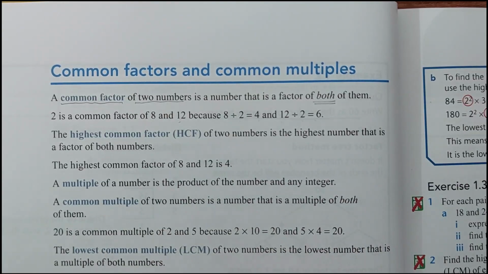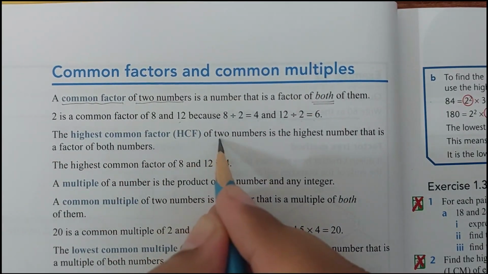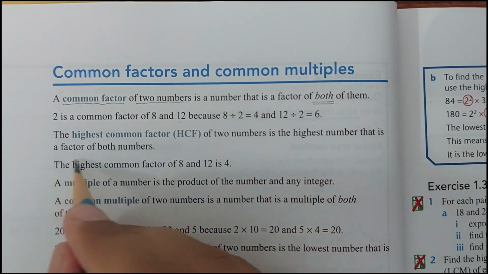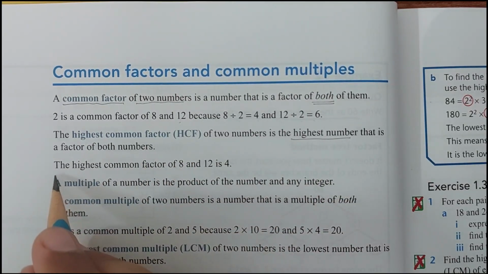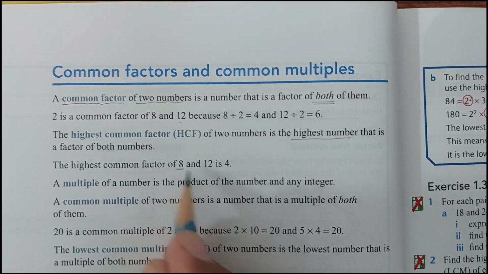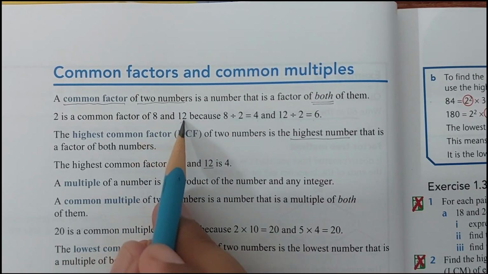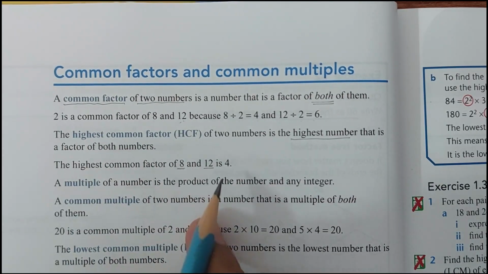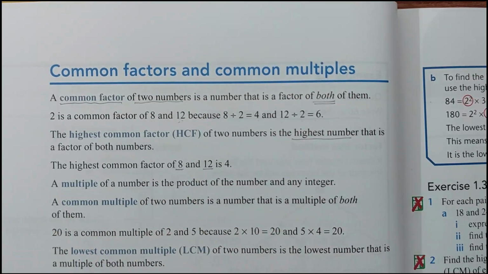Okay, let's move to highest common factor. The highest common factor, HCF, of two numbers is the highest number that is a factor of both of them. Again, the factor of both of them, but it must be the highest number. For example, the highest common factor of number 8 and number 12 is 4. Right? Number 8 and number 12 have common factors 2 and 4 as well. So we pick the highest one. So the highest one is only 4, right?